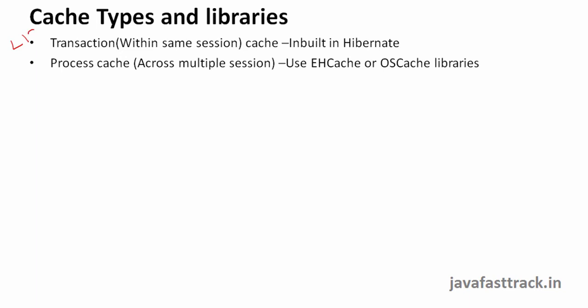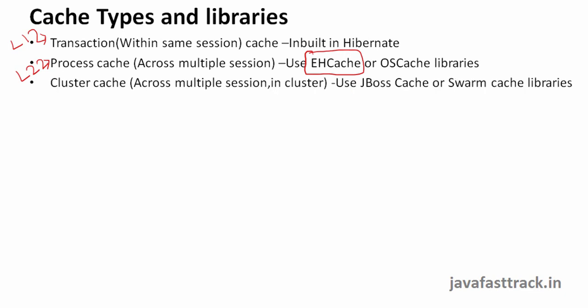So this is the one which I called L1 cache, and this is the one which I called L2 cache, level 2 cache. I am going to achieve level 2 cache using EH cache. Most people use EH cache. Also we can use OS cache. The last type of cache is called cluster cache. It is supposed to be used in cluster environments. Examples of cluster cache are JBoss cache and Swarm cache.